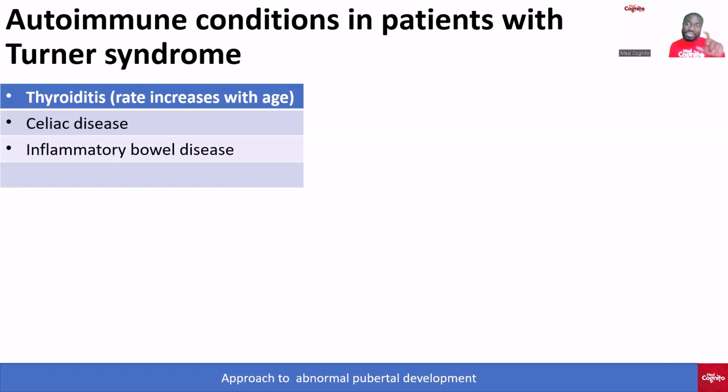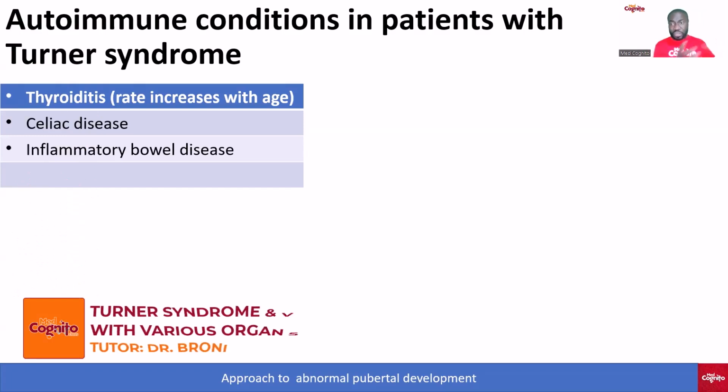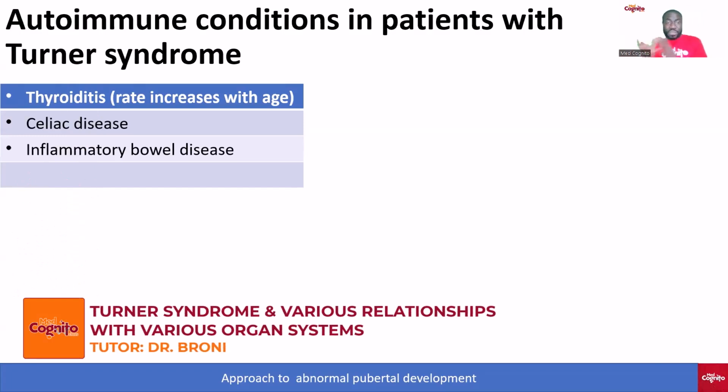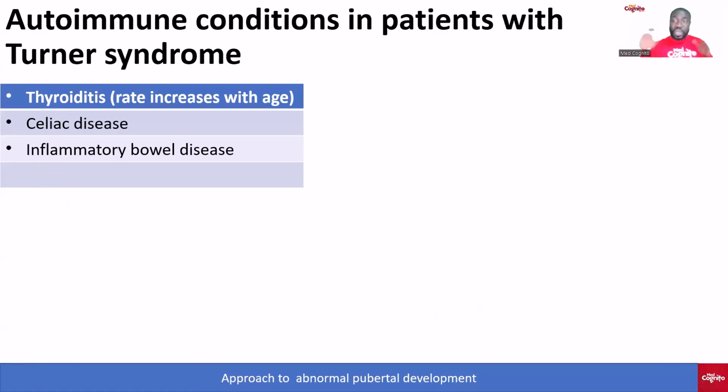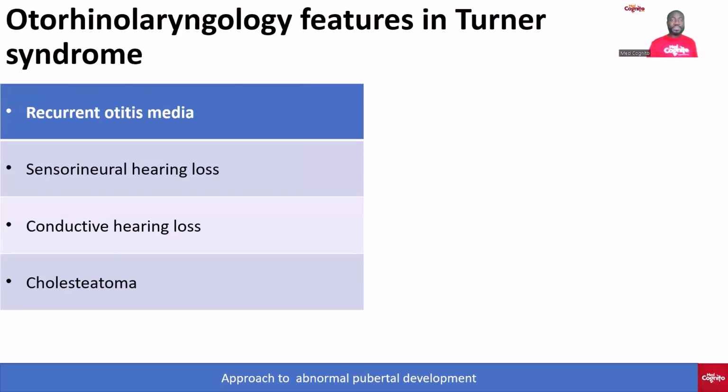And this is an exam trick. I can ask a simple question on thyroiditis and Turner syndrome in relation to age. Does thyroiditis increase in rate or decrease in rate as the patient grows? In a patient with Turner syndrome, the rate of thyroiditis increases with age. It increases with age. And they can also have the risk of celiac disease and inflammatory bowel disease.